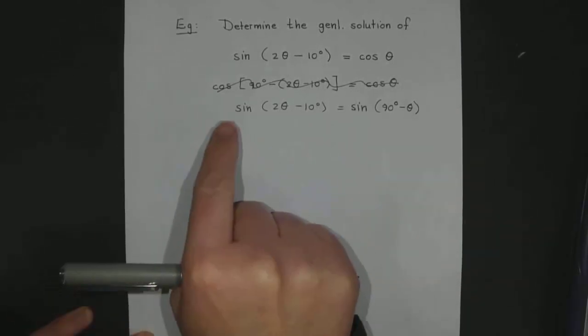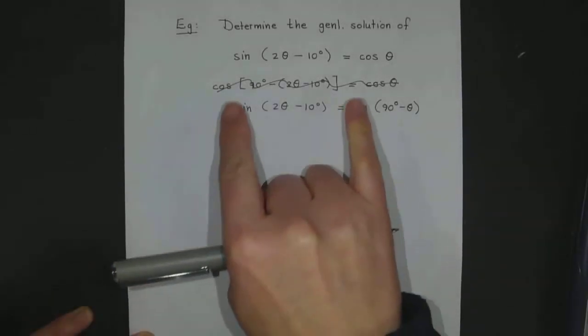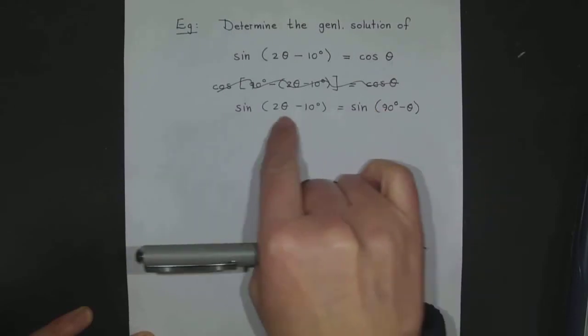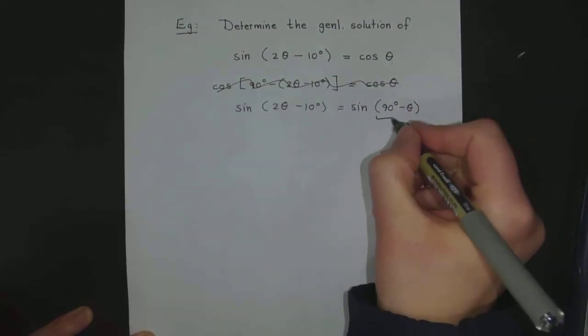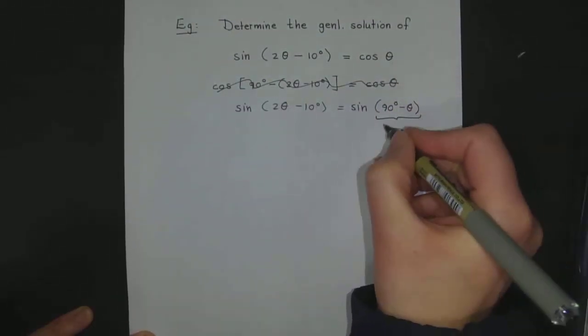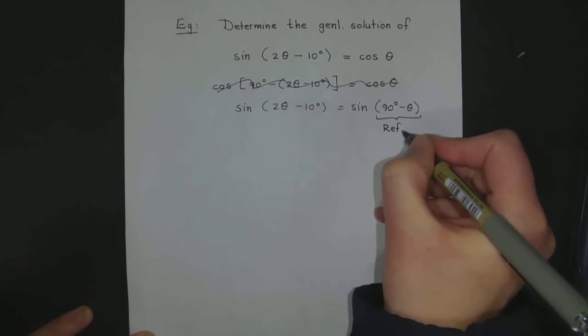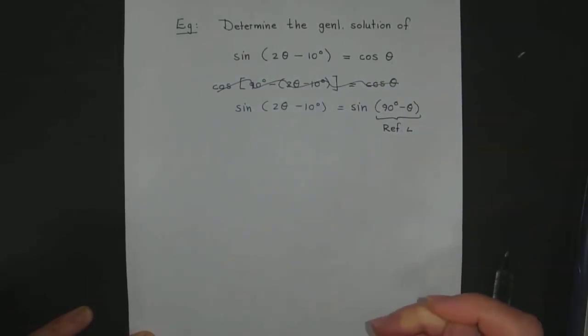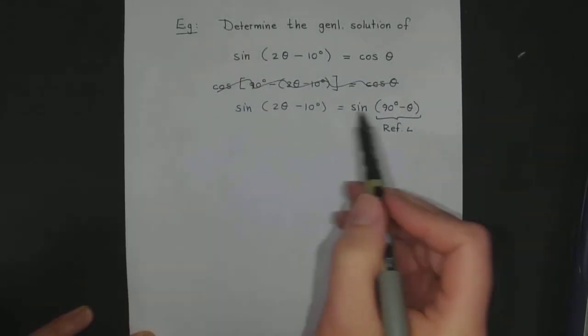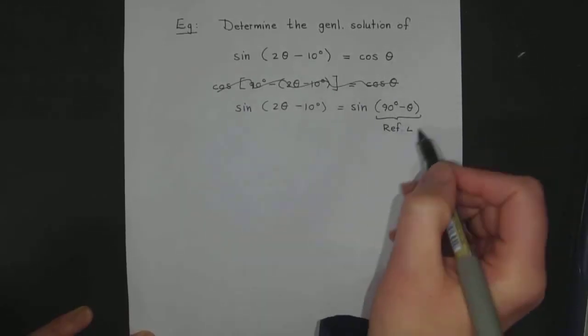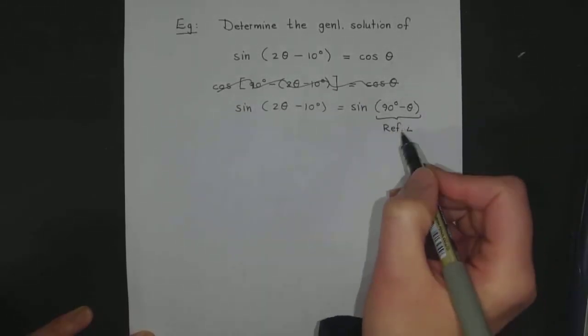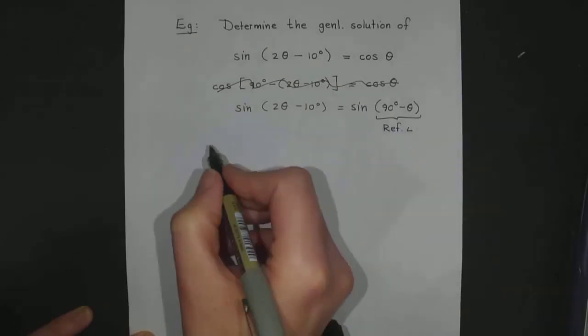The moment I realize my functions are the same, I'm going to drop it. One of these two needs to serve as the reference angle. I generally just take the right-hand side as the reference angle. It really doesn't matter, but I just find it's a little bit easier this way. Now, I have to use that reference angle, but I have to use it in the sine general solution.